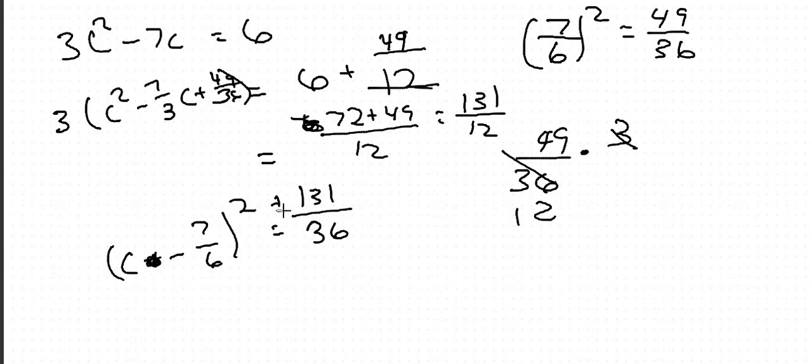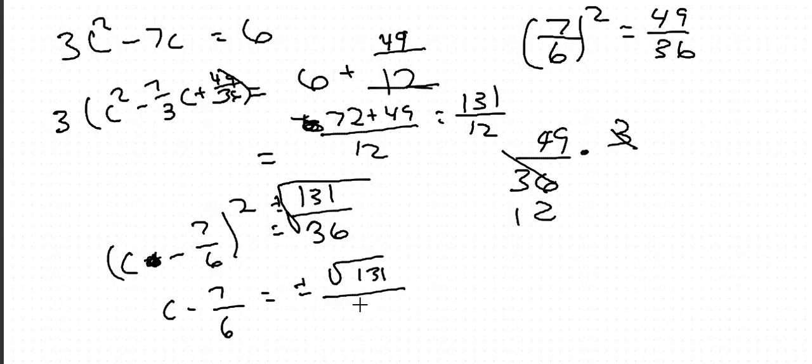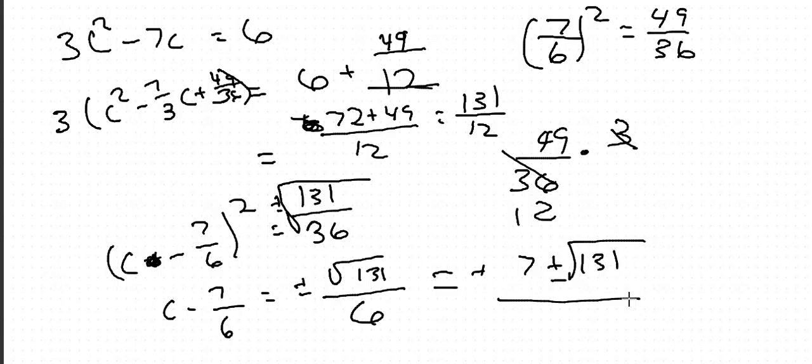Take the square root of both sides, plus or minus square root. C minus 7 over 6 equals plus or minus square root of 131 over 36. Over 6, right? Because that's the square root of 36 over 6, and then plus the 7/6. So 7 plus or minus square root of 131, over 6. Booyah. Yep.